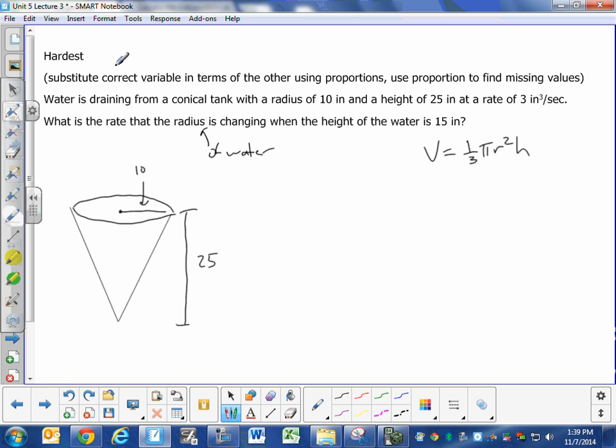All right. What else do we know? Oh, we know we have water in here. So I'm going to just draw some water. And this water is going to have a radius. And this water will have a height. And I'm wondering the rate at which the radius is changing when the height of the water is 15 inches. Like, how much is this shrinking? Okay, so this is an r, and I'm trying to find this change, this dr/dt.